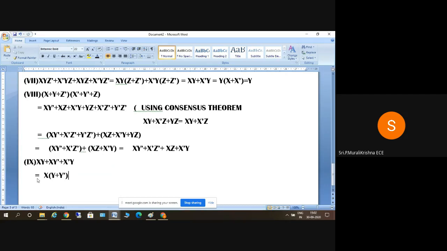When I take x common, y plus y bar plus x bar y, that is equal to x into, x plus x bar y. So x plus x bar y is equal to x plus y. We already know that x plus x bar y is equal to x plus y, and we already saw the proof of this. So that's it.